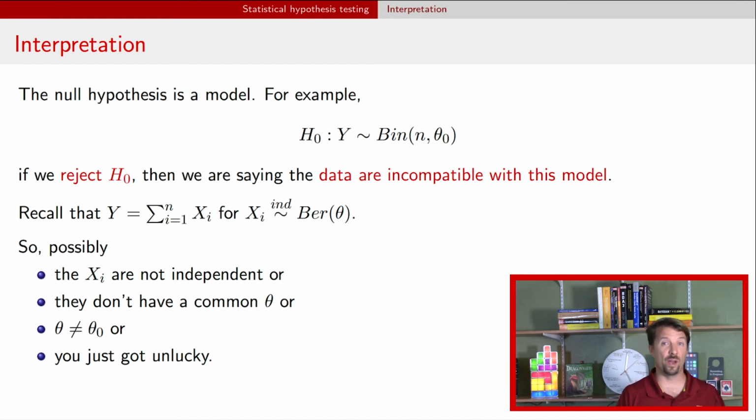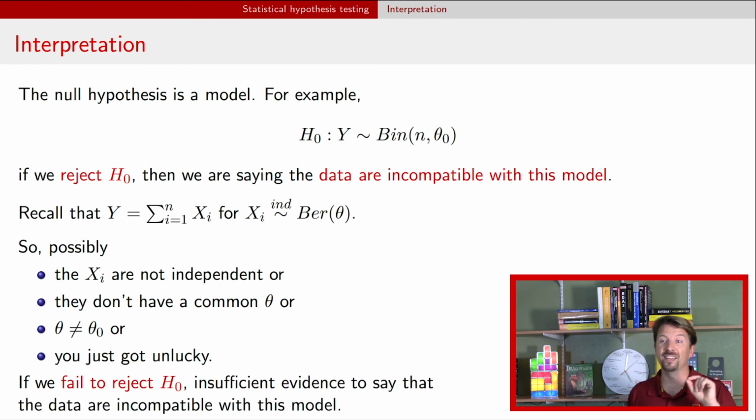Now, if you go the other way and you fail to reject the null hypothesis, what does that mean? Really what that means is that we have insufficient evidence to say that the data are incompatible with this model. Right? That's very wordy. I mean, why can't we just say we accept the null? And the reason we can't just say something like that and we have to be wordy like this is because that's really true. There's just insufficient evidence to say that the data are incompatible with this null model.